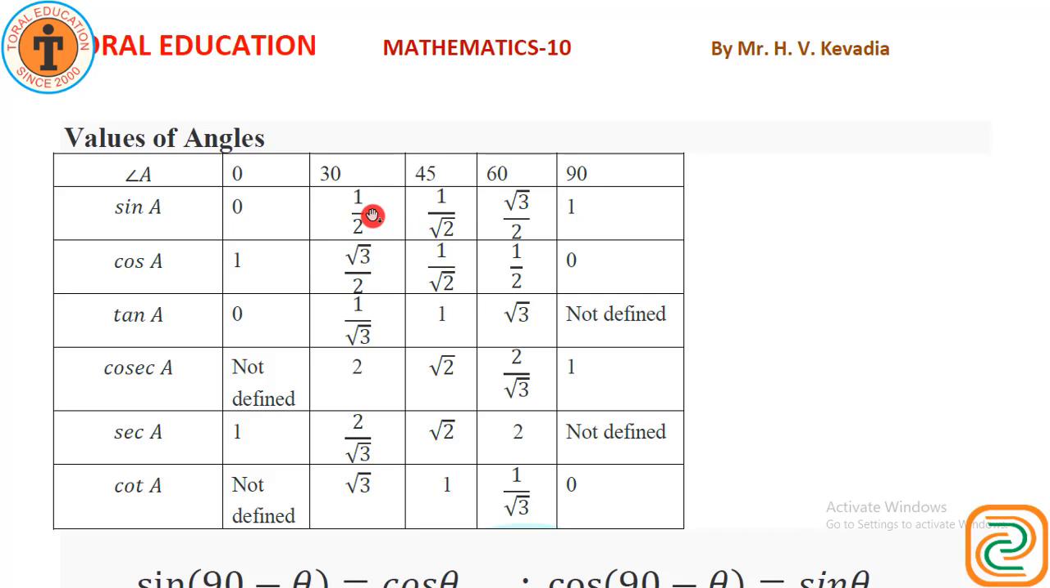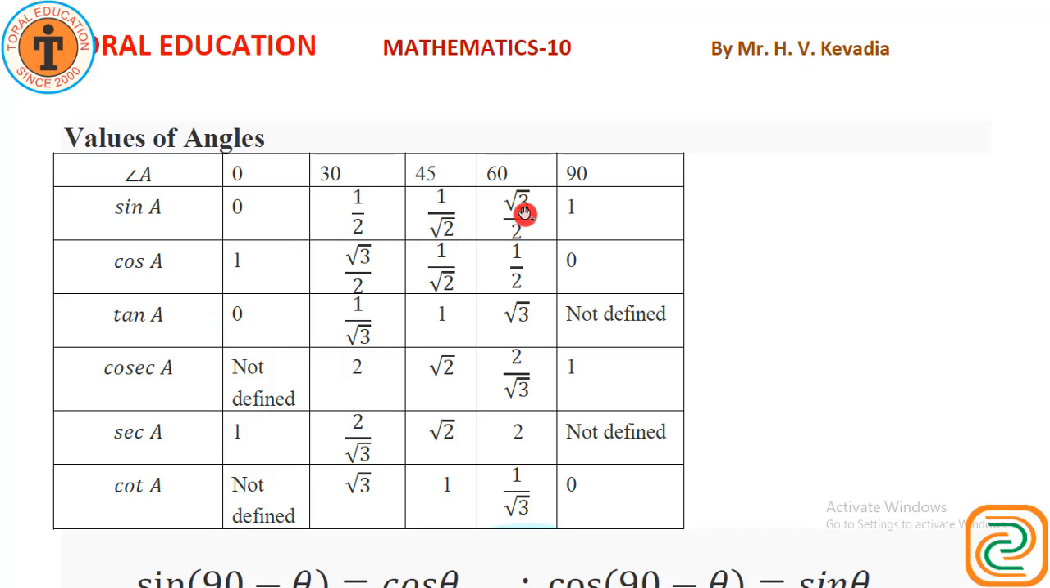Okay. Now look here. This sin theta and cos theta. The ratio of sin upon cos is tan. So tan 0 equals 0, because 0 upon 1 is 0. Tan 30 equals 1 upon 2 upon root 3 by 2, so 1 upon root 3, because 2 will be cut off. Here also 1 upon root 2 upon 1 upon root 2, root 2 will be cut off and 1 will be there. So tan 45 equals 1.